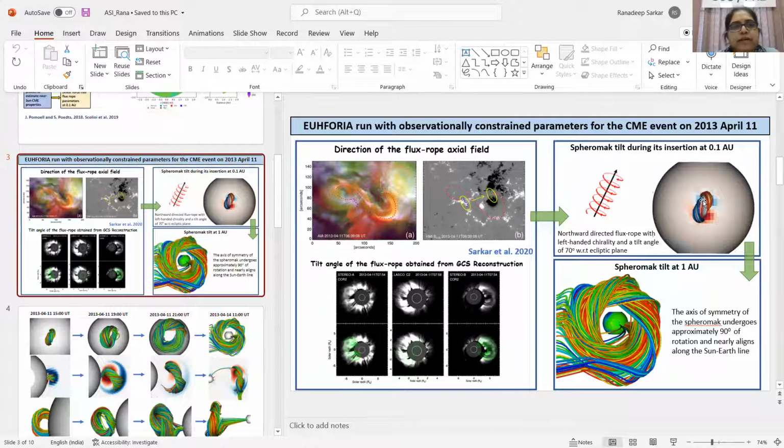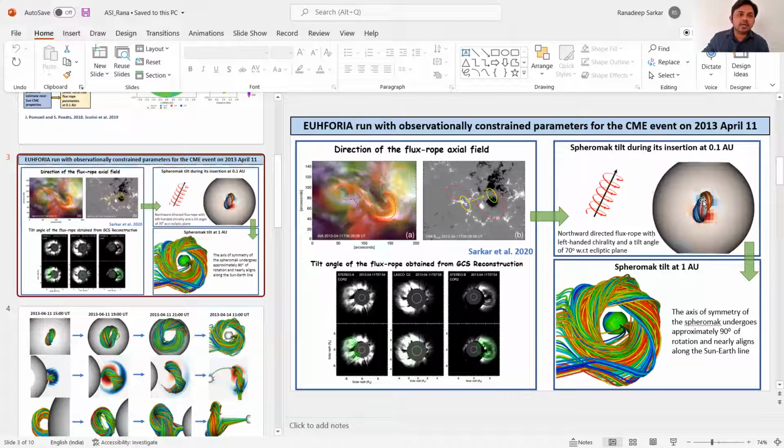Okay, so next question by Vagish Mishra. Vagish, please go ahead. Yeah, so Randeep, very nice talk. Actually, I have a couple of questions, but I will discuss later. So one question which I want to ask, did you compare the spheromak radius at 1 AU with the observed one? Because this event is also analyzed by us. So there must be some inconsistencies. How much you find that?